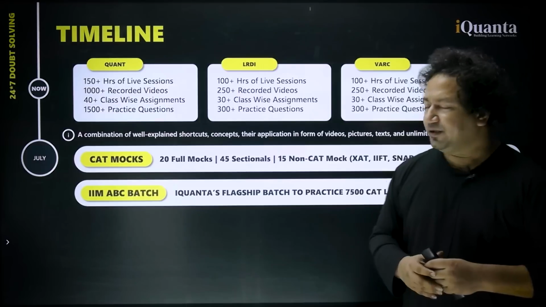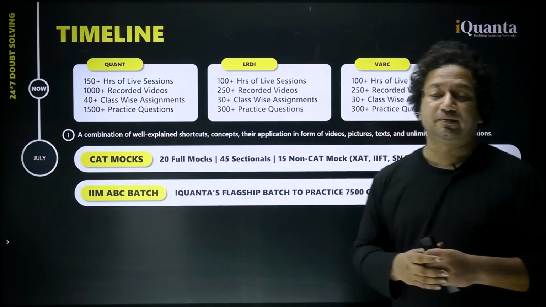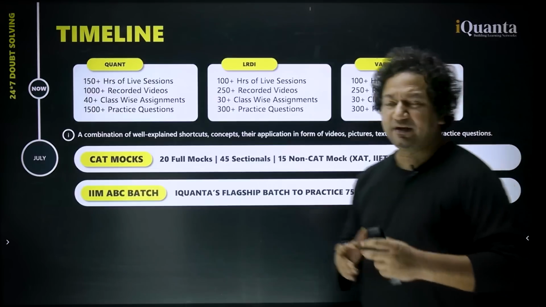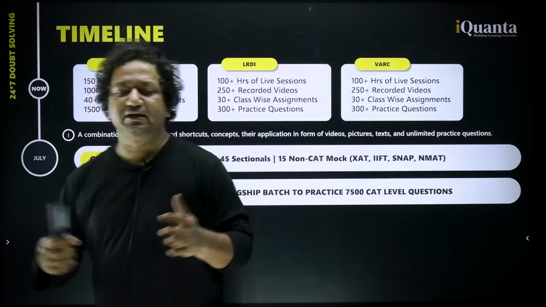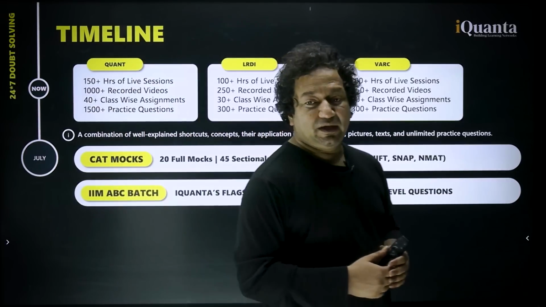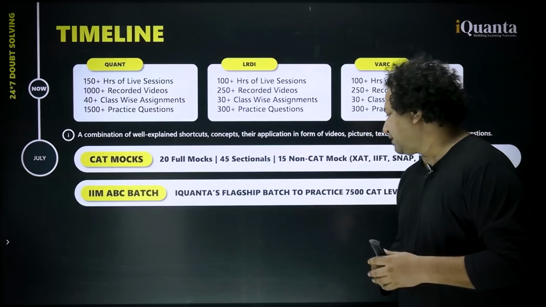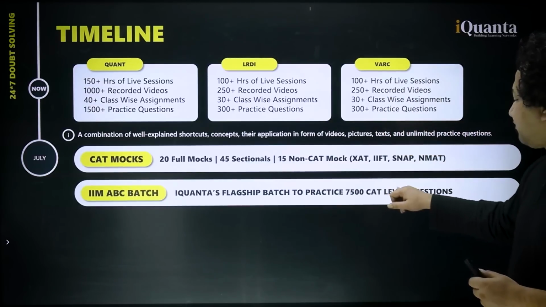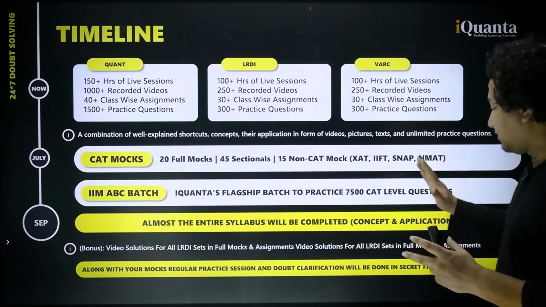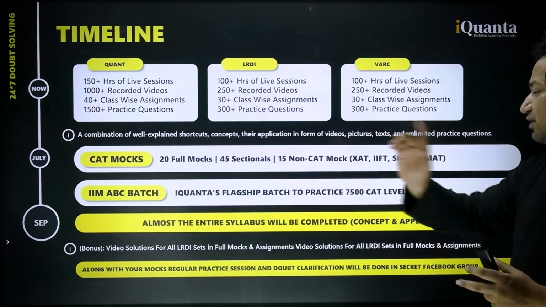In July, you should start doing the CAT mocks, and there will be 20 full-length mocks, 45 sectionals, and 15 non-CAT mocks for other exams like XAT, IFT, SNAP, and NMAT. Then we have the IIM ABC batch. That's a flagship program in which there are 7,500 CAT level questions, which goes like this. And the entire syllabus will be completed in terms of concept and application by the month of September.